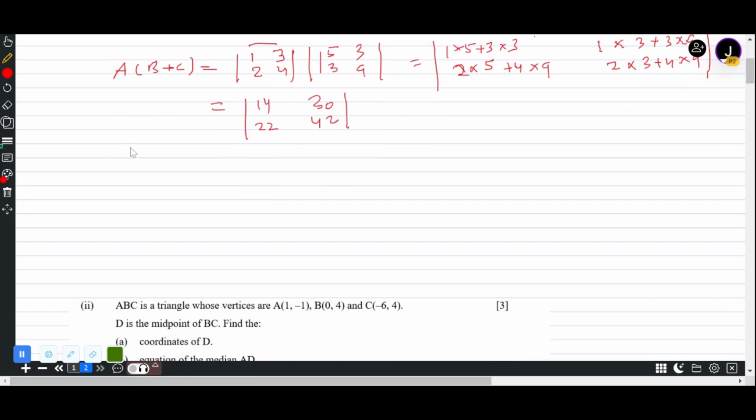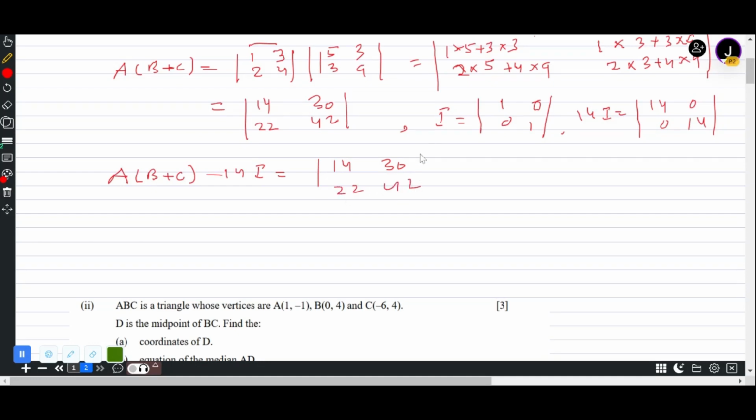So now we know that the identity matrix is 1, 0, 0, 1. So we will do 14I. When you are multiplying a matrix with a coefficient or a scalar, any number which is constant, each element gets multiplied with the same number. So 14I is 1 into 14 and 1 into 14, 0 into 14, 0 into 14. Now it's a simple subtraction of matrices. So we have the first one, which is A into (B plus C), which we derived above, minus 14I, which is 14, 0, 0, 14.